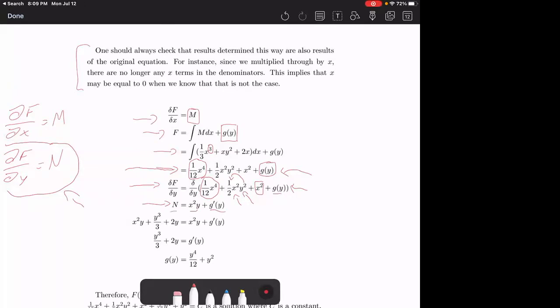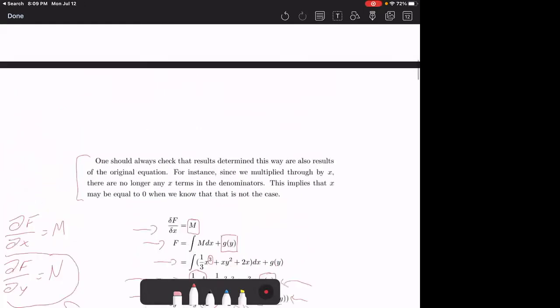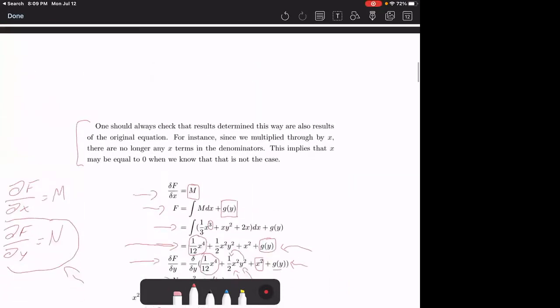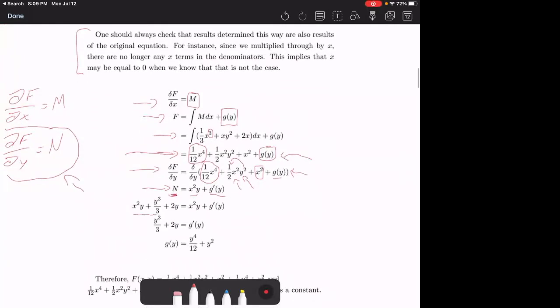Now we finally plug in what n is equal to. So if we scroll up, we see our n equation. N is equal to x squared y plus y cubed over 3 plus 2y. So we perform that substitution for n. And now we're going to cancel out any common terms. We have an x squared y on both sides, so we can get rid of those. And remember, we're trying to solve for what g is, so we can actually get a formula for f. So we have the g prime of y is equal to y cubed over 3 plus 2y.